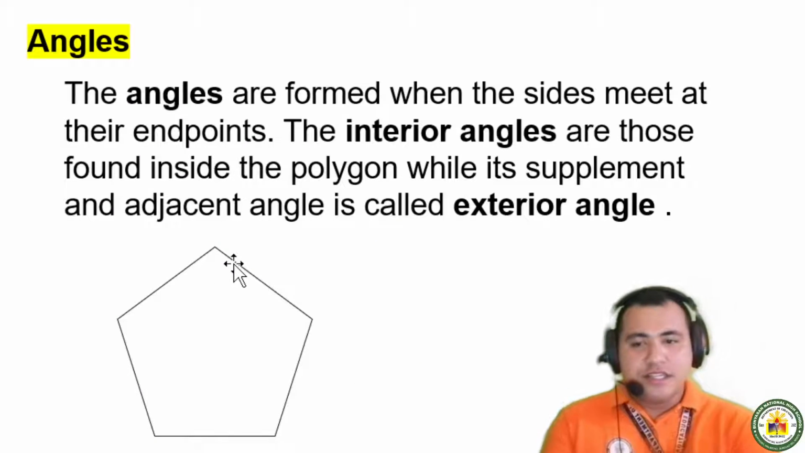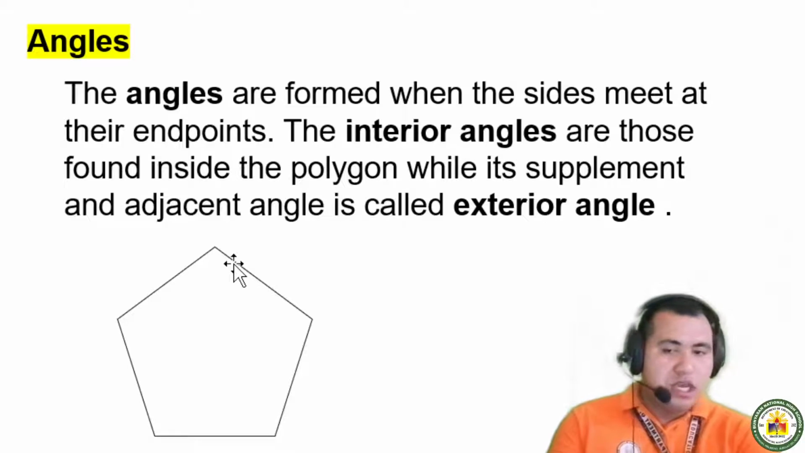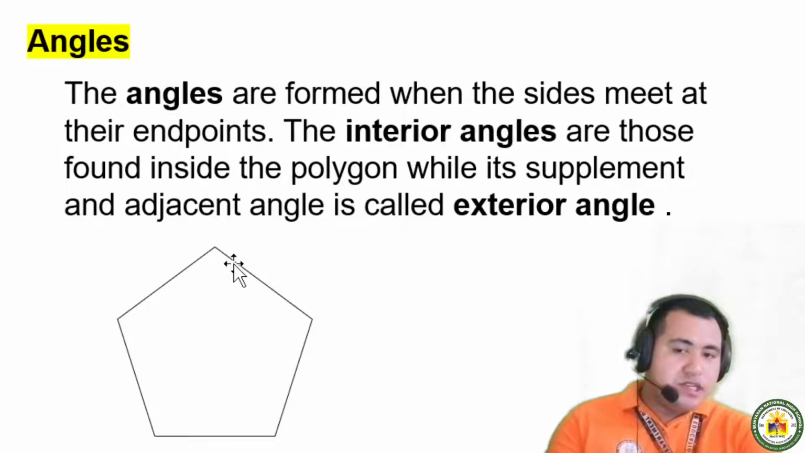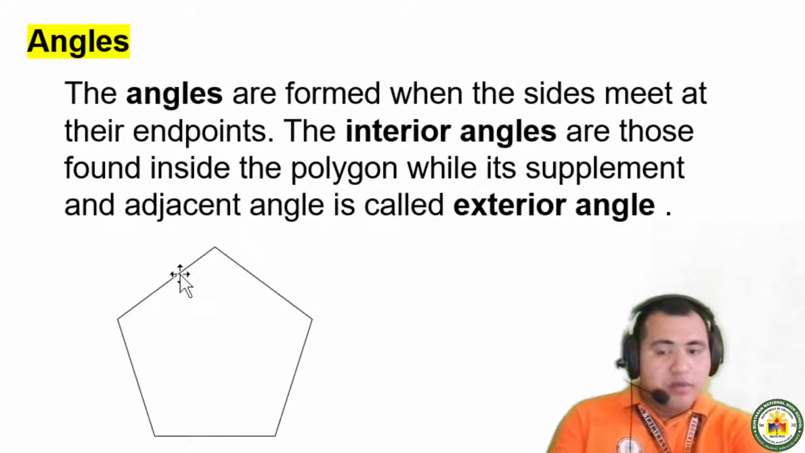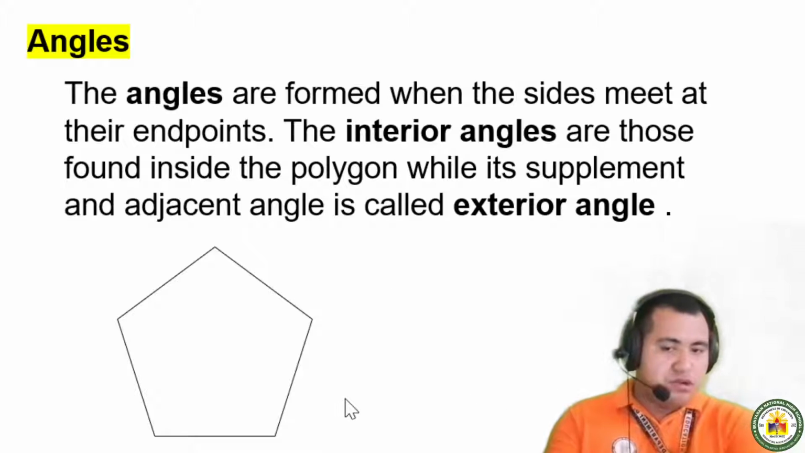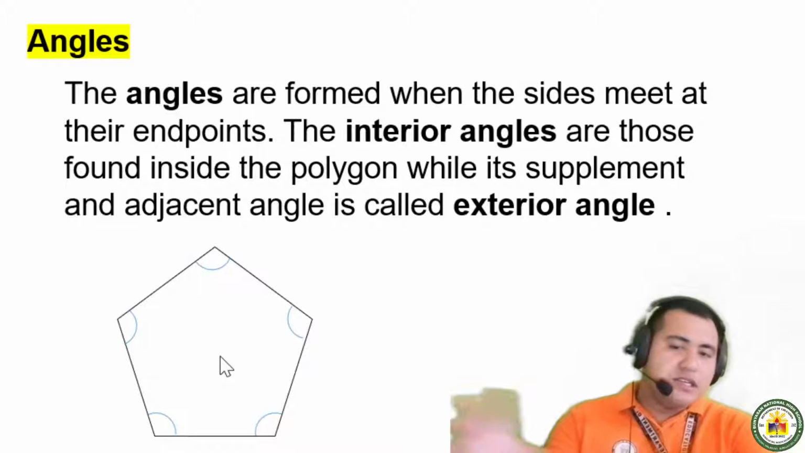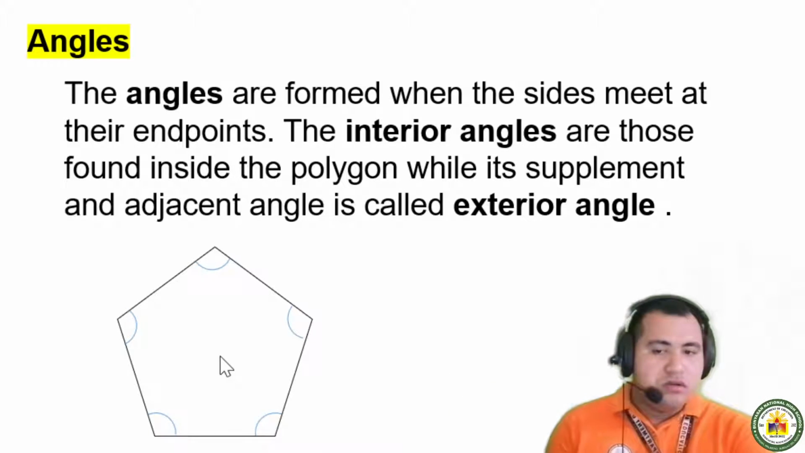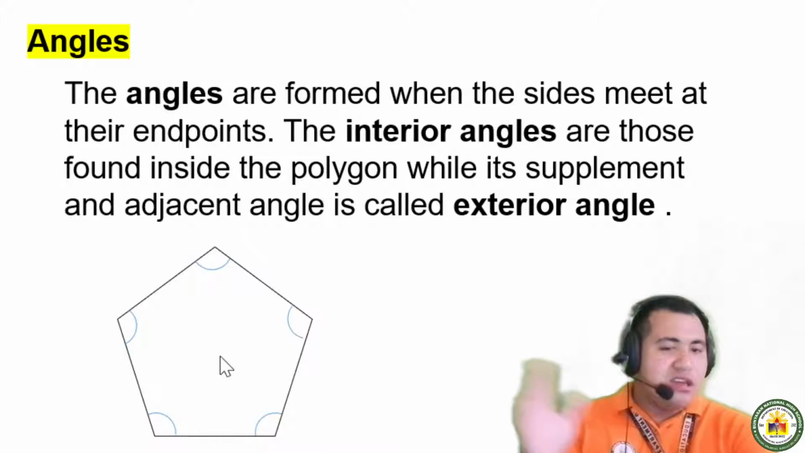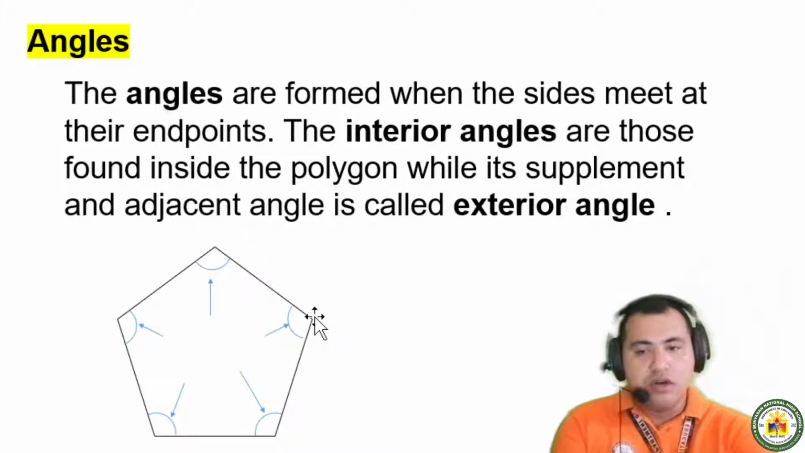Angles are formed when the sides meet at their end points. The interior angles are those found inside the polygon, while its supplement or adjacent angle is called an exterior angle. Actually, there are two types of angles in a polygon: first is the interior angle, and the second is the exterior angle. In our previous discussion, we discussed angles. Interior angle, from the word interior, pasabot, sulod sa atong polygon. Kana nga mga angle nga nasa sud tawgon og interior angles.